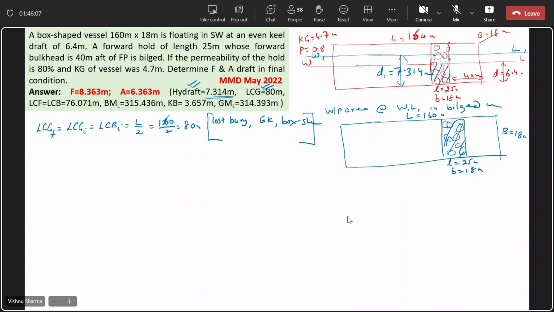Will LCB and LCF be equal? Write the reason for that. Please write the statement and then say LCF also is the same. Please put the statement: as the water plane area is identical from keel to waterline, LCF will be equal to LCB, and you have got 76.068, perfectly in order, nothing wrong in it.